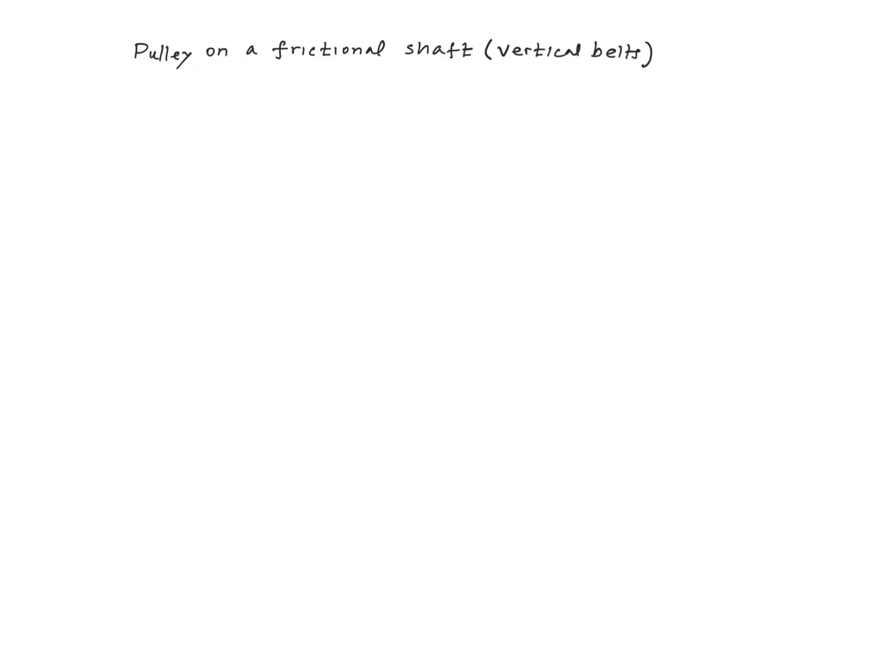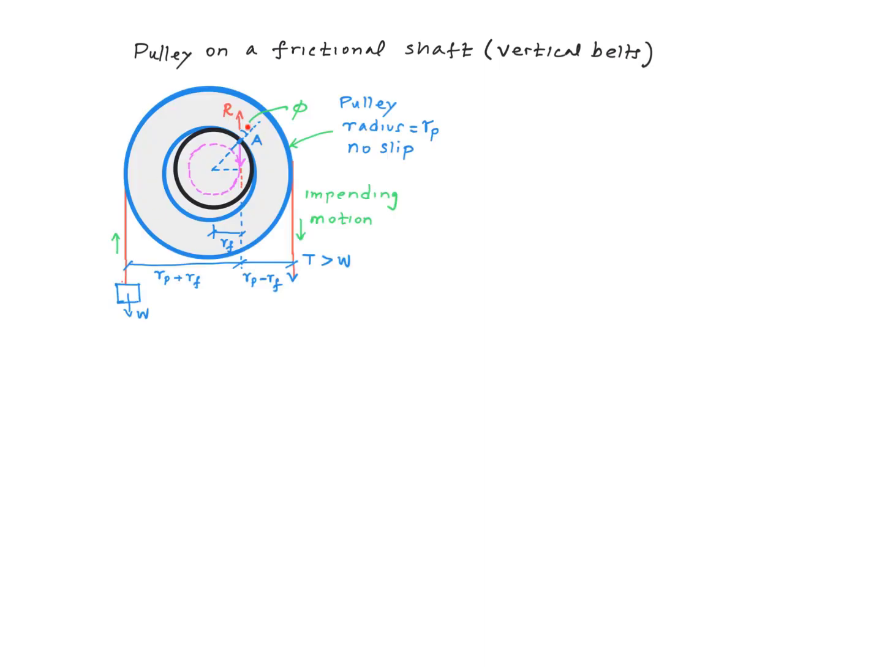Earlier we said the analysis of a pulley that is spinning on a frictional shaft also falls within the same category as the journal bearings, right? So let's consider this pulley right here. There's a belt that goes around this pulley, and these belts are vertical in this particular case. The pulley has a radius Rp. Let's assume that there's no slip between the pulley and the belt, and this pulley is rotating on the shaft shown by the black line here.